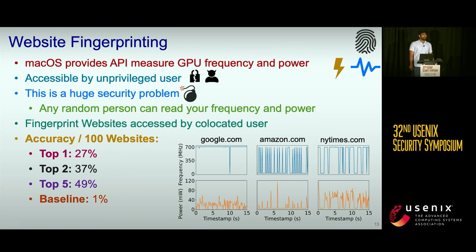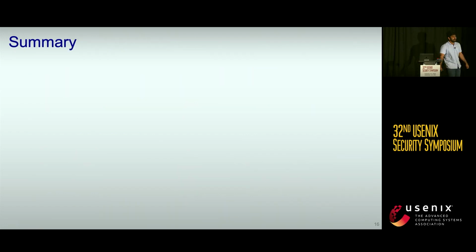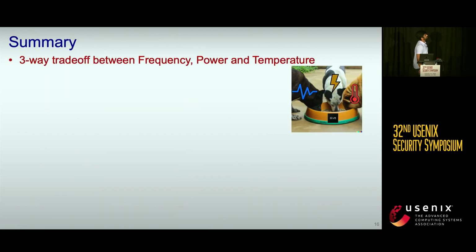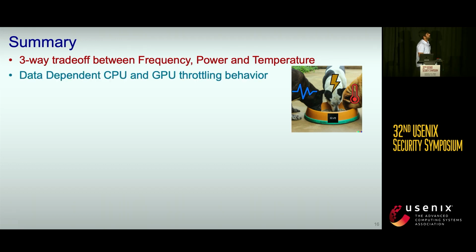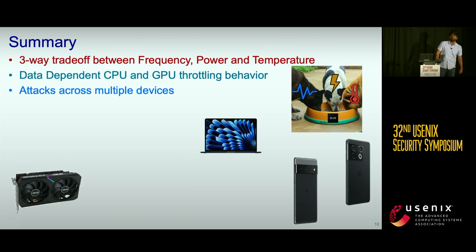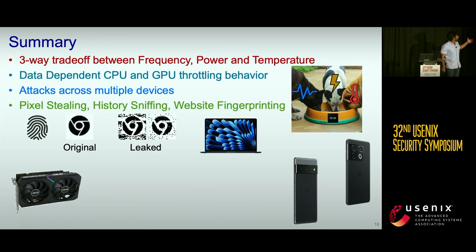This brings me to the end of my talk. Here's a summary of our work. We show that there's a 3-way trade-off between frequency, power, and temperature, where we see leakage via 2 physical properties when one of them is an operational constraint. We show data-dependent behavior of CPU and GPU. We use this data-dependent behavior to mount attacks across multiple devices, namely pixel stealing, history sniffing, and website fingerprinting.